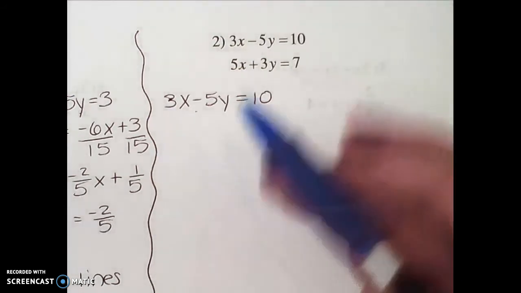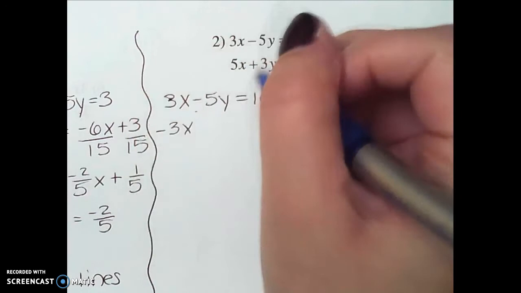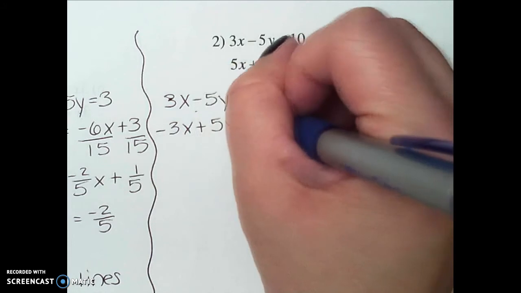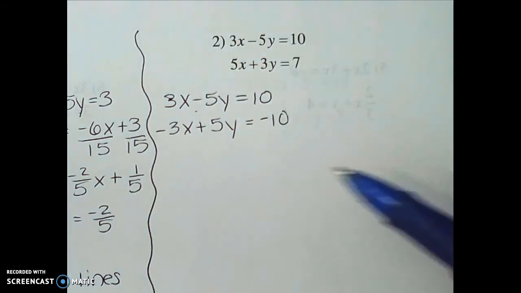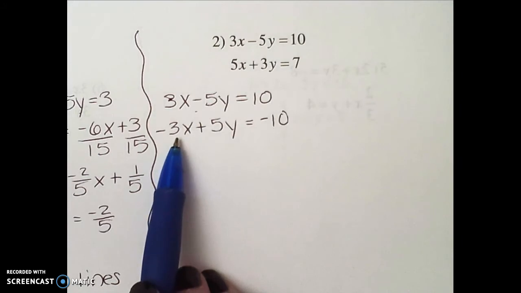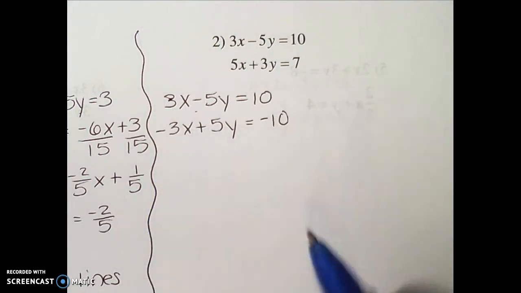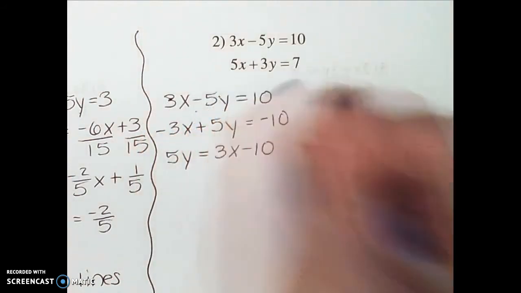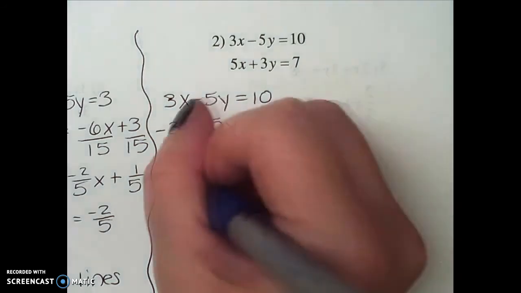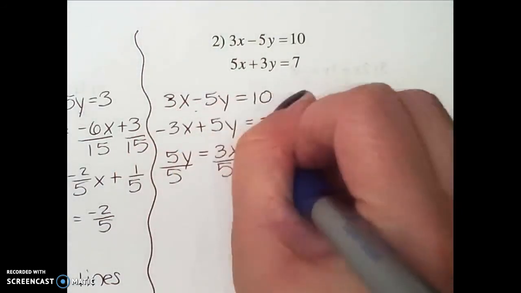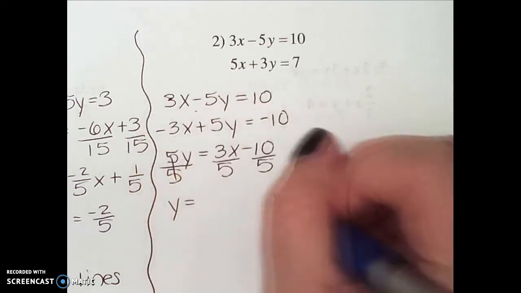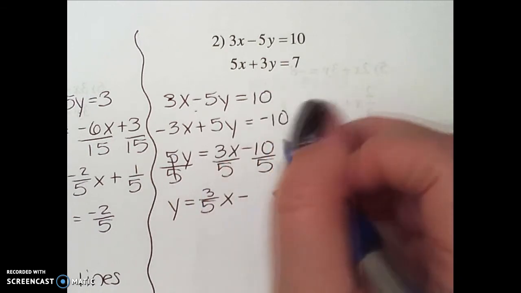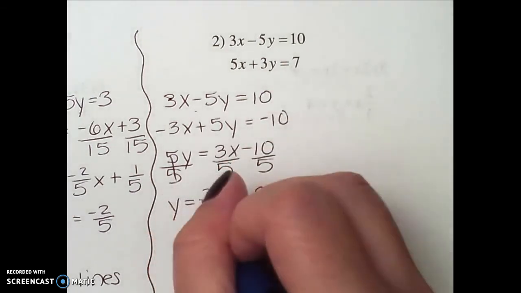So my positive 3x is going to become a negative 3x. My negative 5y is going to become a positive 5y. And my positive 10 is going to become a negative 10. And then we're going to continue to solve. This negative 3x needs to be brought over to the other side of the equation, so it's going to become positive. I will have 5y equals 3x minus 10, and then I need to divide through by 5, every single term. I'm going to reduce, and I'll have y equals 3/5 x minus 10 divided by 5 is 2. In this case, my slope is equal to 3/5.